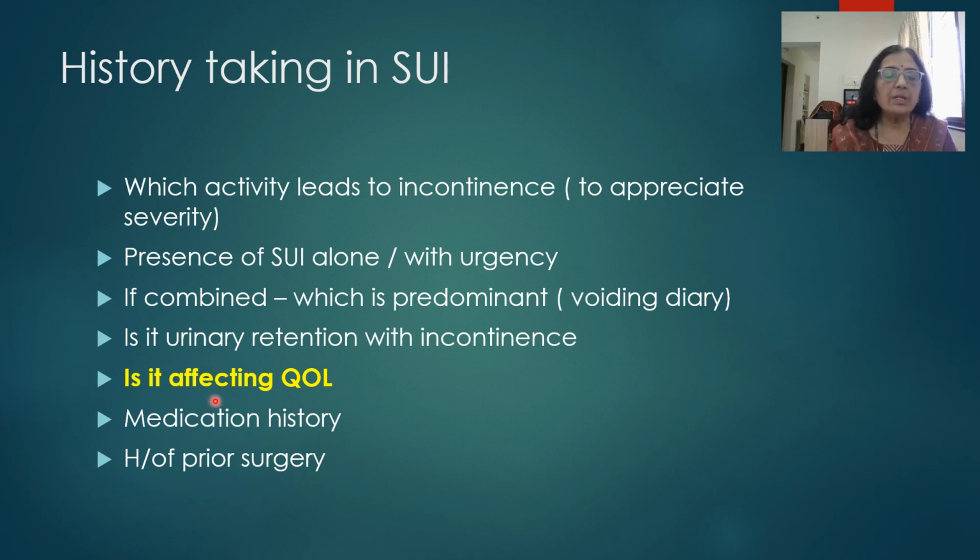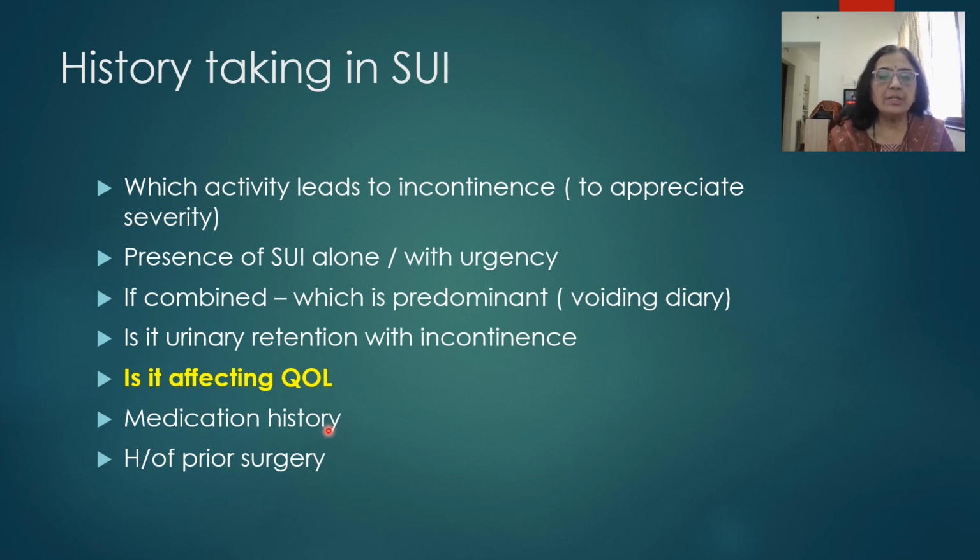Then most important is whether it is affecting her quality of life and how it is affecting. Because of this incontinence, are there social restrictions, or does she have anxiety or depression because of that? That will all come under whether the SUI is affecting her quality of life or not. That will mainly decide whether to proceed with a surgical correction or not, because if it is not affecting quality of life, conservative management will be sufficient for a patient.